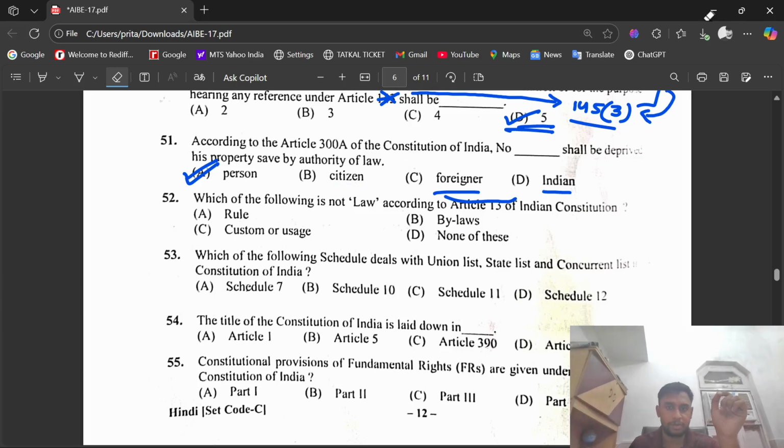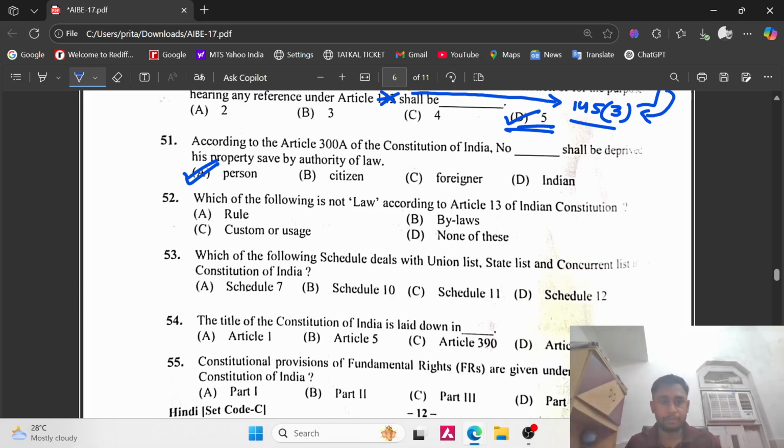It is not limited to the Indian or foreigner. It's overall talking about the person. So the right option is option A, that is person.